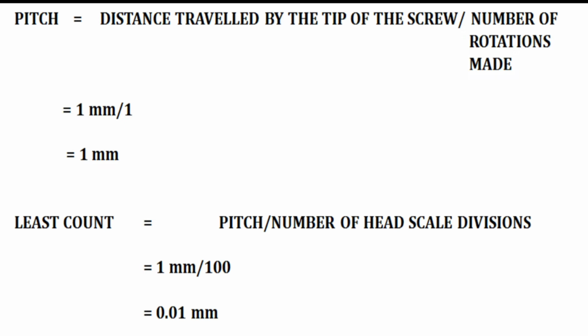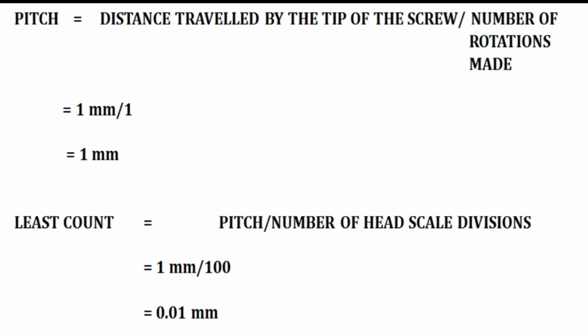Also, pitch is equal to distance traveled by the tip of the screw divided by number of rotations made. So if you rotate the screw gauge completely once, or if I go for one full rotation, the distance traveled by the edge of the screw is 1 millimeter. So pitch is equal to 1 millimeter divided by 1 is equal to 1 millimeter.